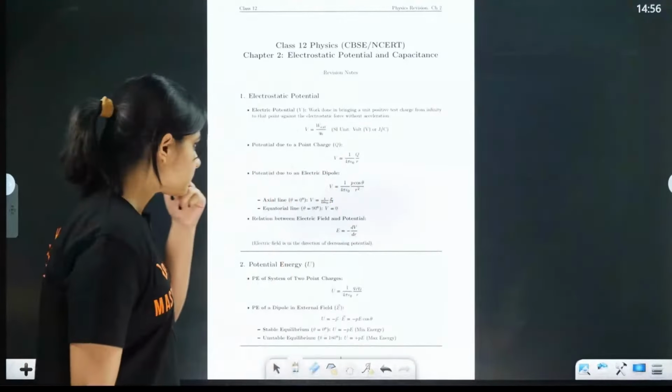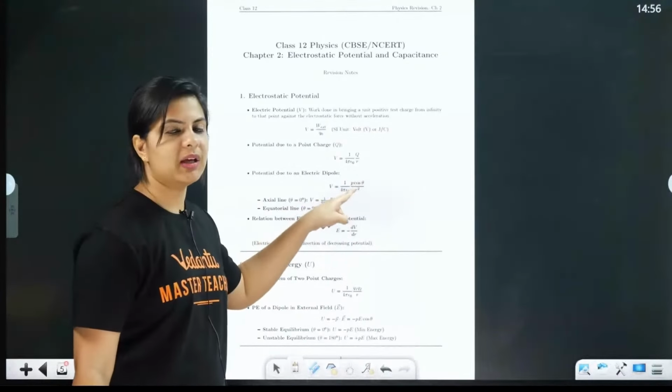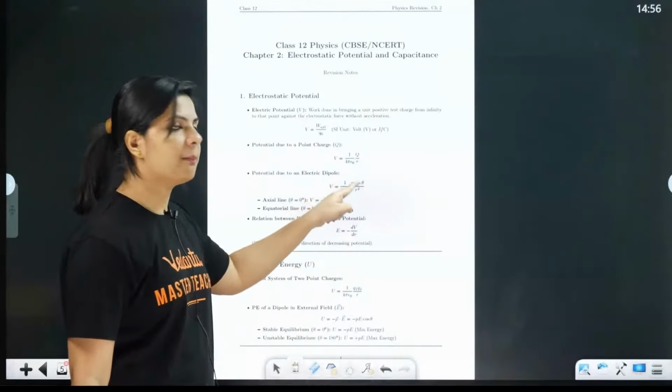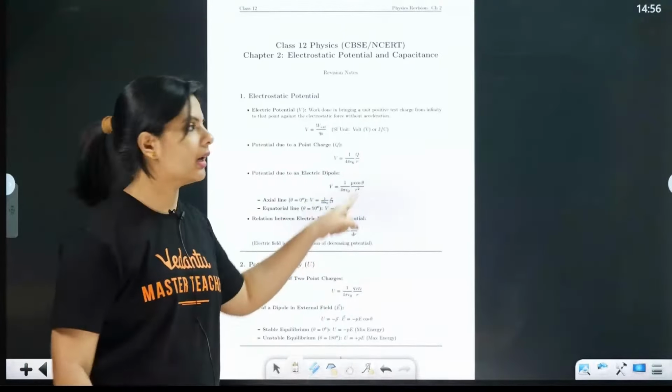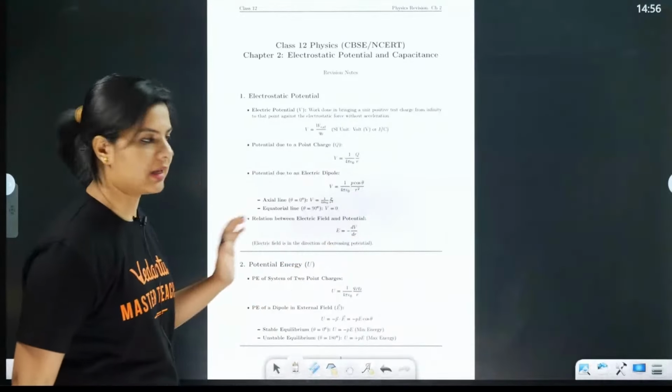Okay, so now for an axial line, in the potential we keep cos theta as axial line means theta is 0, so we will be getting k p by r square. For the equatorial line, cos theta is 90 degree, so that is 0. So on the equatorial line the potential is not experienced.